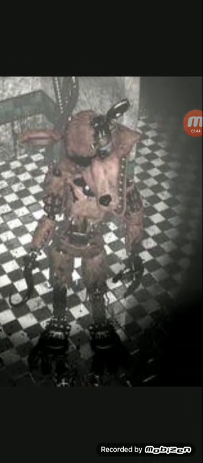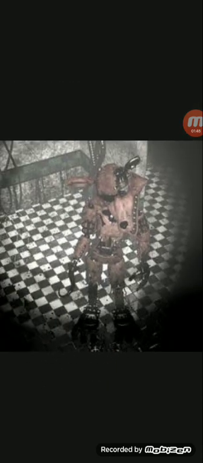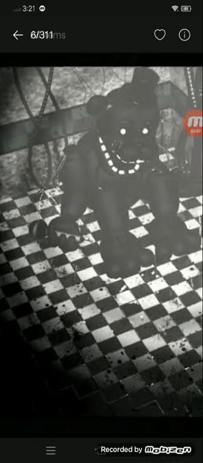Foxy awake, and nobody else, and everybody left. This one is also a rare screenshot, but I already got this rare screenshot. Well, I didn't screenshot it because I didn't know how to screenshot when I was a kid playing FNAF 2.